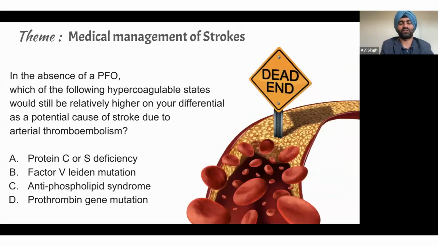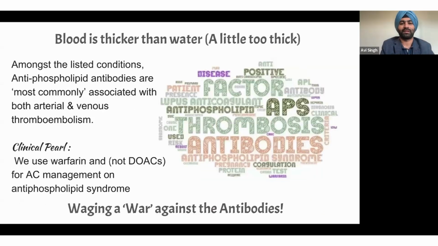This is another concept, which is medical management of strokes. When and when not, in the absence of a PFO, would you consider a thromboembolic cause in an artery for a patient concerning for a stroke related finding? All in all, this question boils down to which of these conditions is most concerning to have arterial thromboembolic events. And that turns out to be antiphospholipid syndrome.